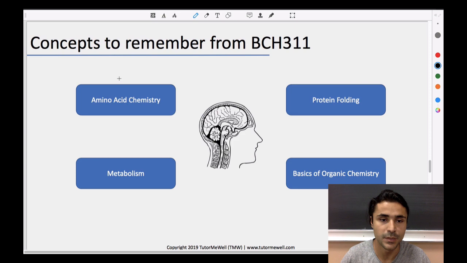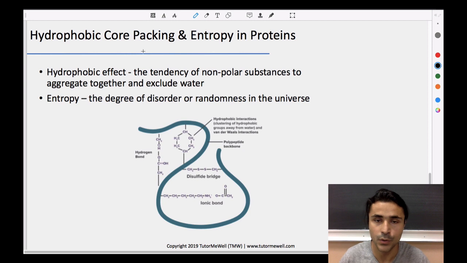So having completed the amino acid chemistry, now we can move on to protein folding. Now when it comes to proteins, we're going to look at the hydrophobic core packing, again, how these hydrophobic interactions help proteins fold, and entropy, the importance of entropy in proteins. So hydrophobic effect, what does this mean? It means the tendency of nonpolar or hydrophobic substances to aggregate together and exclude water, okay? And entropy means the degree of disorder or randomness in the universe. Remember, the higher the entropy, the more favorable a process is going to be.